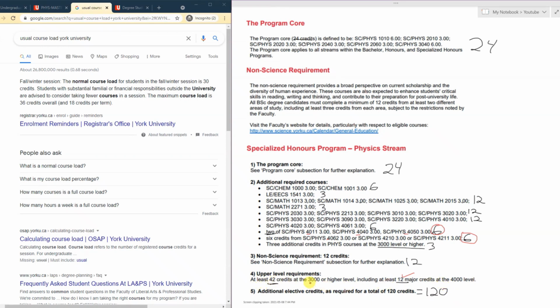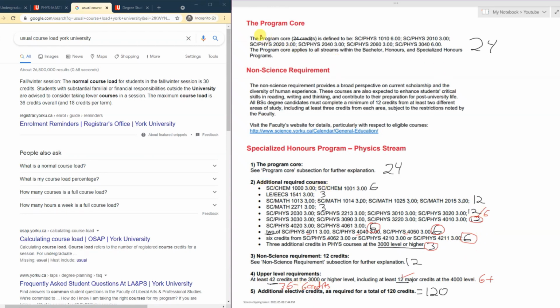Well, at least 42 credits of 3000 or higher. So let's go back and check. 3 additional credits. Okay, so that's 3 here, 6, 6, plus this one here. These are 4000. These are all 3000 or higher. And these 2 here. So 6 of them are 3000 or higher. So we've got to add all these up. 6 plus 6 plus 6 plus 6. That's 24 plus 12. That's 36. So you're just missing 6 more credits at the 3000 level or higher. So that's the only outstanding requirement here. So 6 additional credits, because if you follow the required courses, you already reach all of them.